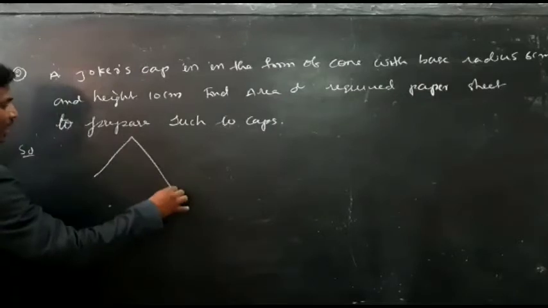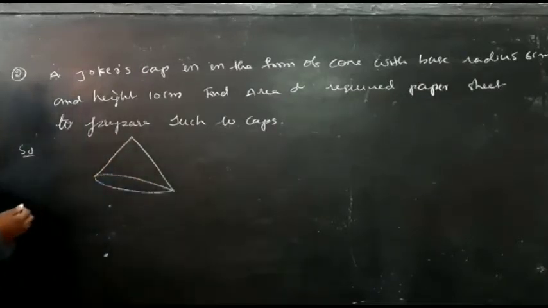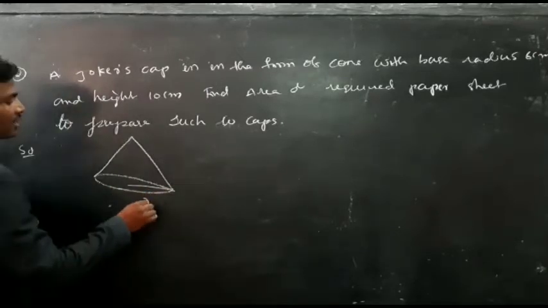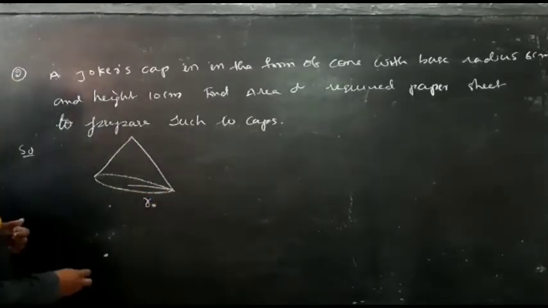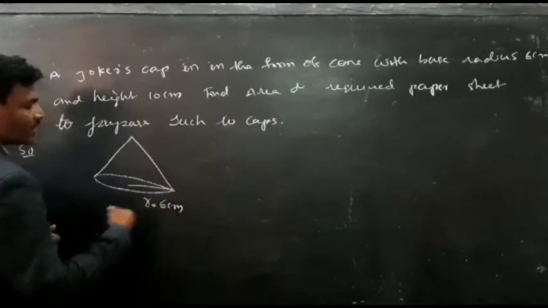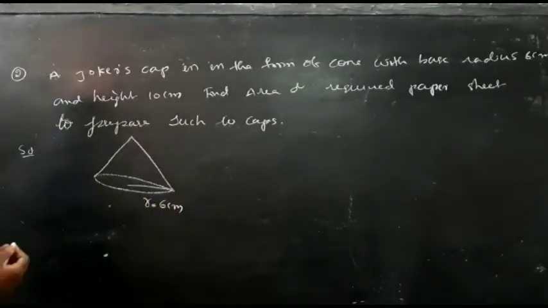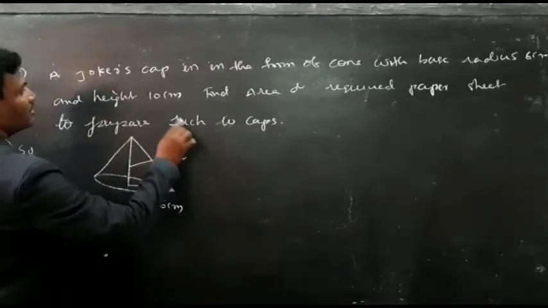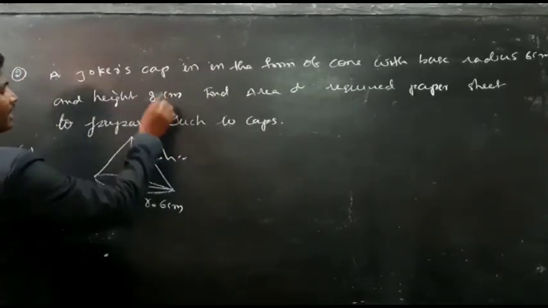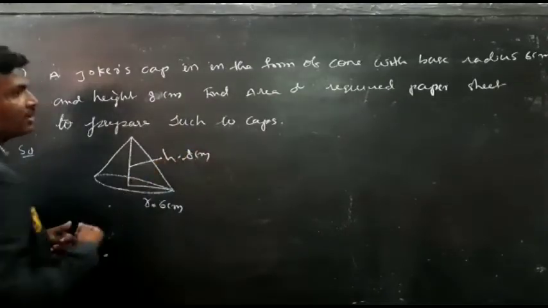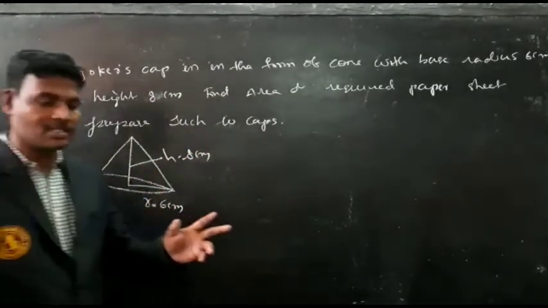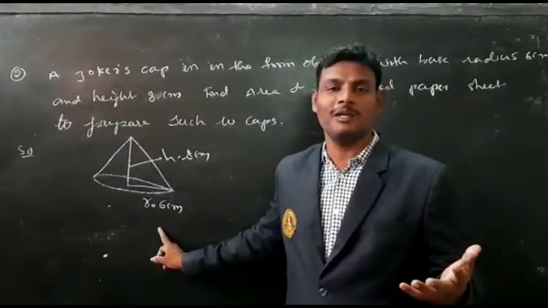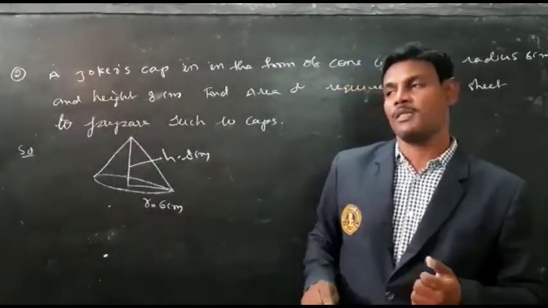Here, one joker's cap. The cap is in the shape of a cone with base radius R is equal to 6 centimeters and height of that cap is H is equal to 8 centimeters. Here one joker's cap is in the form of a cone with base radius 6 centimeters and height 8 centimeters.